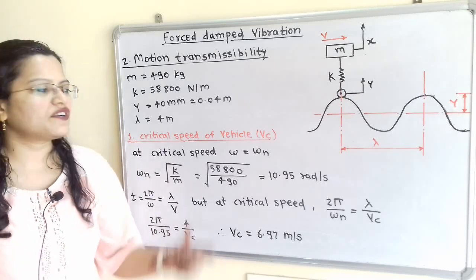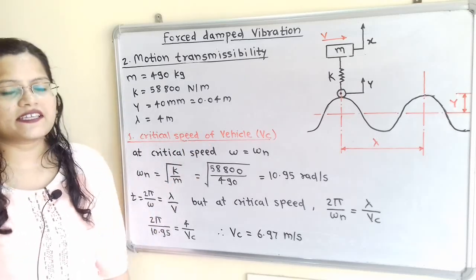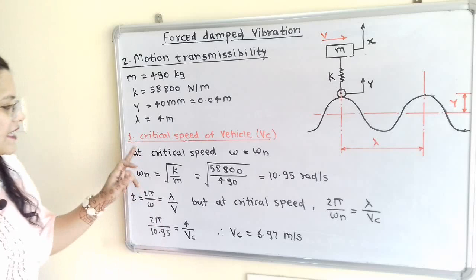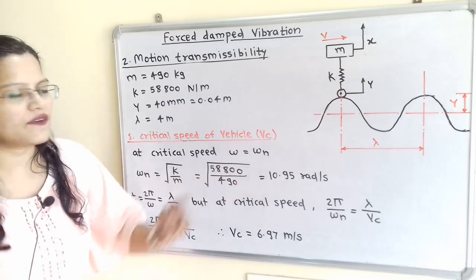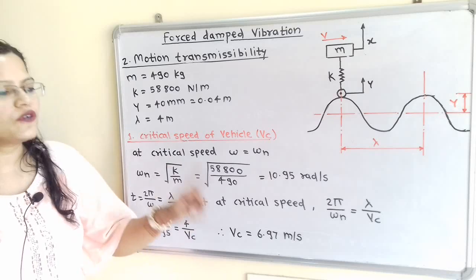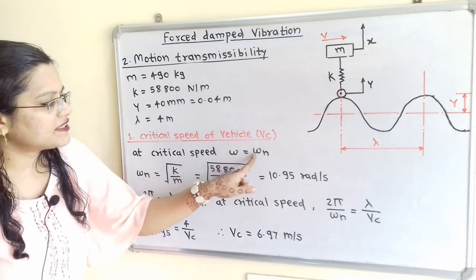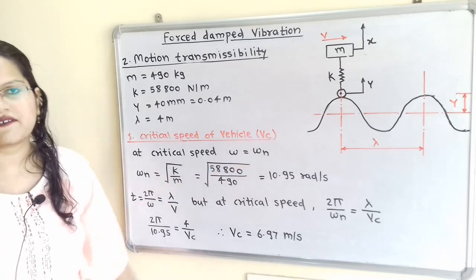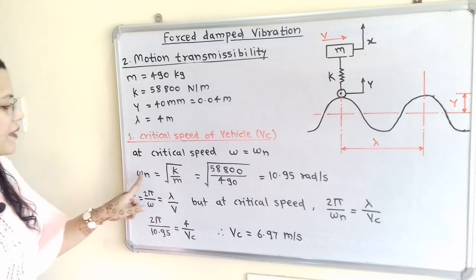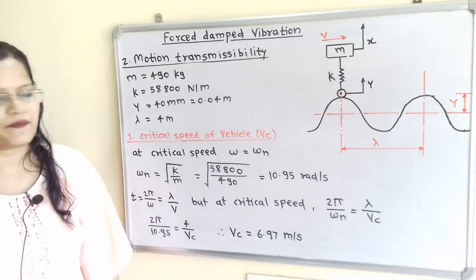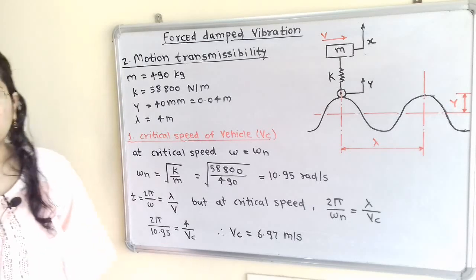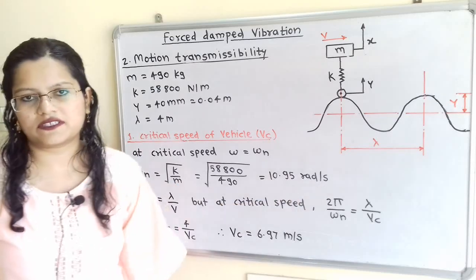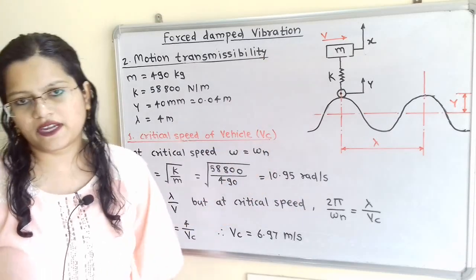Now what is the condition for the critical speed? At the critical speed, system vibrates at its natural frequency. So we can say that at critical speed omega is equal to omega n. So we have to consider the frequency as a natural frequency, that is omega n. We will first calculate the natural frequency omega n. We have formula omega n is equal to under root of k by m. Value of k is given, m is also given. When we calculate, we will get 10.95 radians per second. So this is the natural frequency.